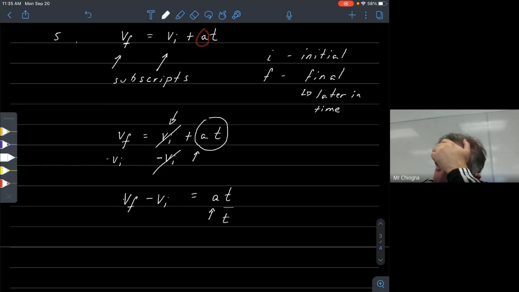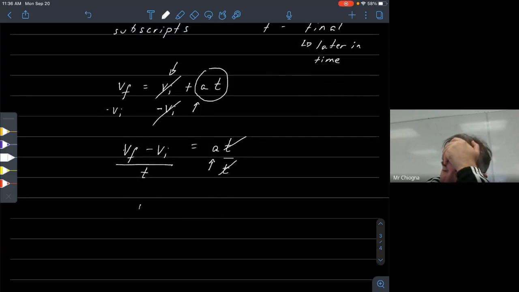Divide the right side by that. Do the same thing on the left by putting a line under both terms, the full expression. Put a T underneath it. T is a number, so it cancels out. We'll use this often.